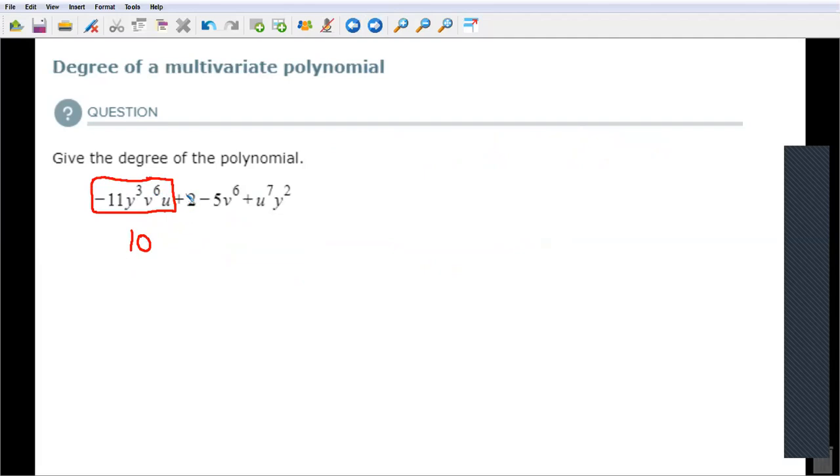As we saw in the last one, a constant doesn't even have a degree. It's got a degree of 0. Here, we have this term in the middle. We've got -5v to the 6th. That just has a degree of 6. And this last term here, u to the 7th and y squared, we add that up and we get 9. So the degree of this polynomial is the highest number, which in this case is 10.